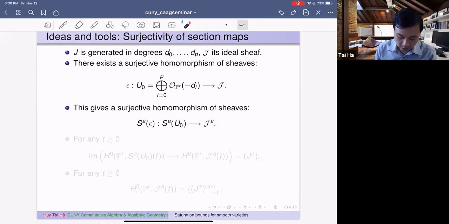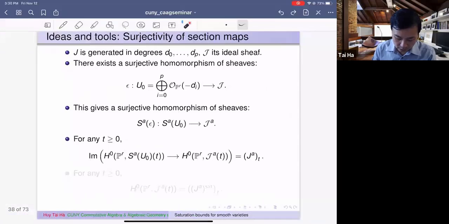So for any t here, when I twist by t, algebraically it just means I'm focusing on the degree t piece, right? So it's really nothing new here. I'm just looking at this and twisting by t, and that's the same as looking at degree t. And because of how this U0 is defined, it's very easy to see that the image of this map, when you look at the corresponding map of sections, is exactly the degree t piece of J to the a.